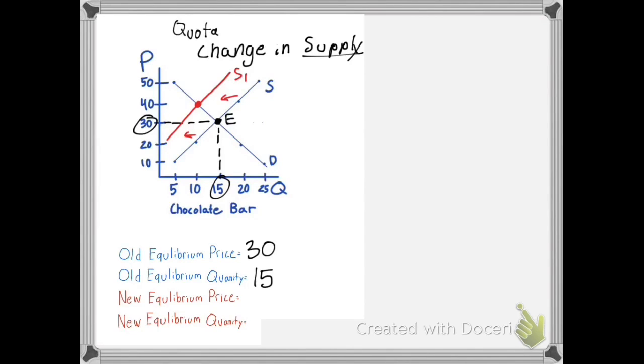And to find the equilibrium price, we just do the same thing. I look to the left, we get 40. And to find the equilibrium quantity, we just look down for the new equilibrium. And you would also label this the new equilibrium, so equilibrium 1. And now we just put in the numbers. So for equilibrium price, we got 40. And for the new equilibrium quantity, we got 10. And there you go.